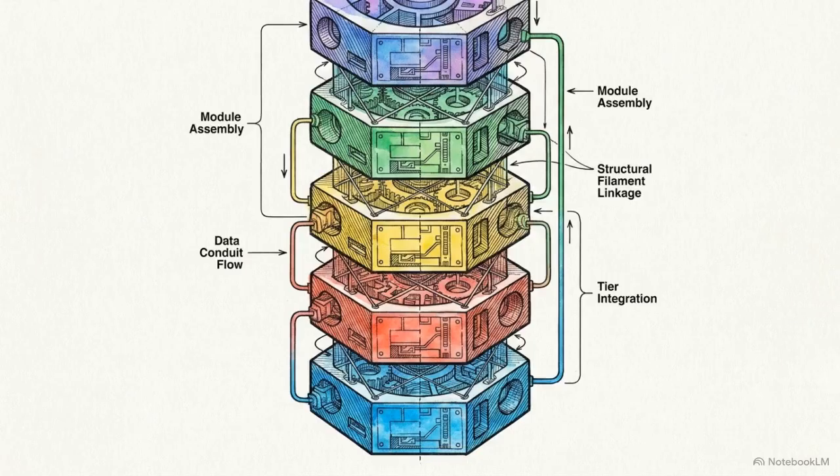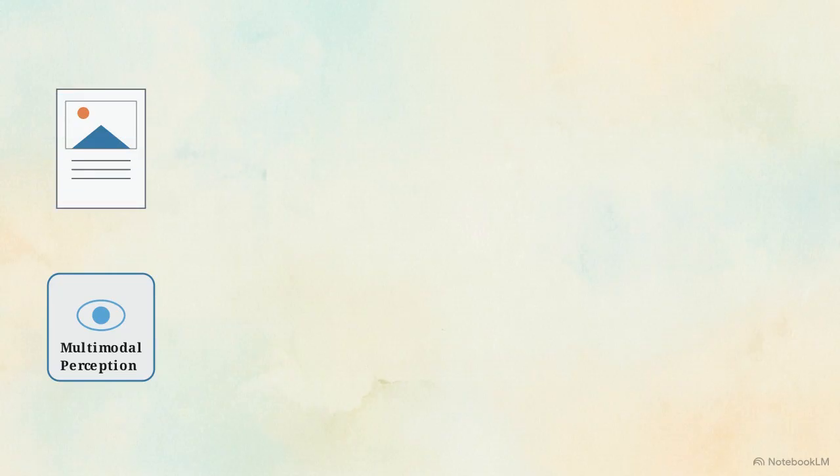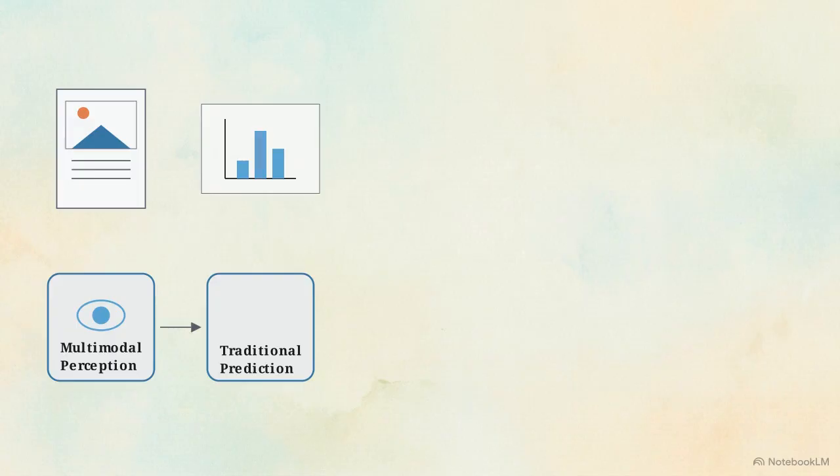Enterprise value requires integrating these isolated capabilities. A modern pipeline relies on all 5 layers interlocking. A raw claim file enters the architecture, where multimodal perception instantly scans both text and attached imagery. The extracted data is routed to traditional prediction, which calculates probabilities and flags a specific metric in red.